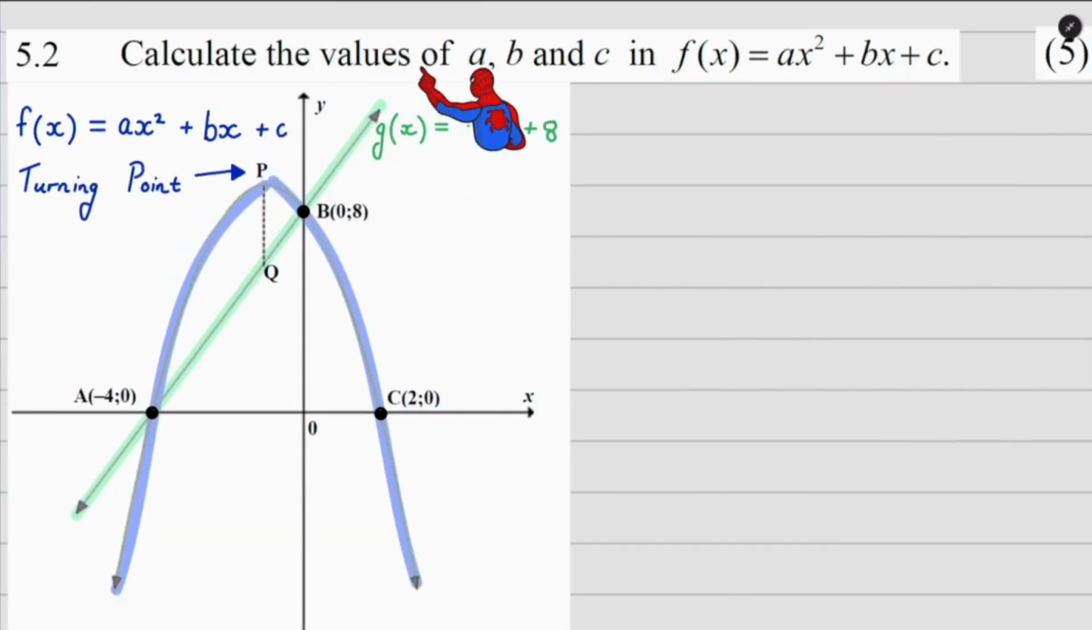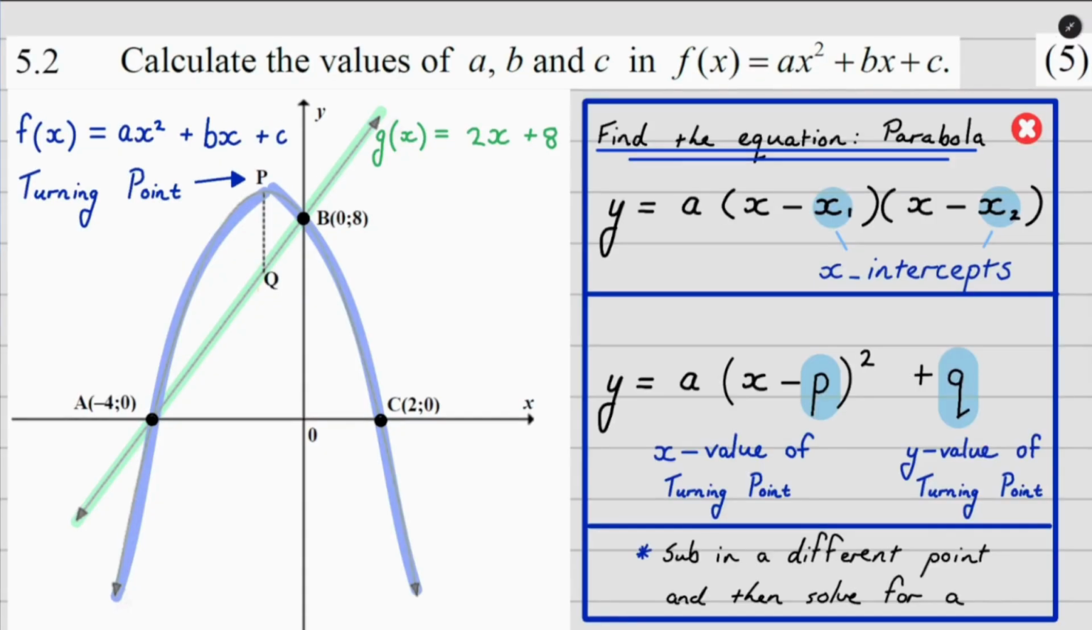Next up, we need to calculate the values of a, b, and c in f of x's equation. So it's a fancy way of asking you get the equation of the parabola. And we can do one of two things to get that accomplished. I can use this formula if I have the x-intercepts, or I can use this formula if I have the turning point. Now if I look here, I don't have the turning point. I don't know the coordinates of P. But I have the x-intercepts, so we found our winner chicken dinner.